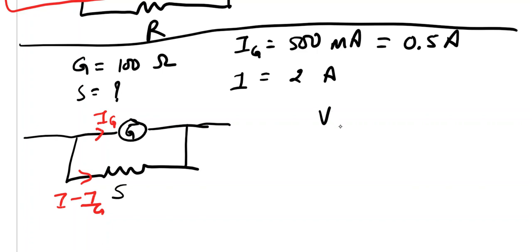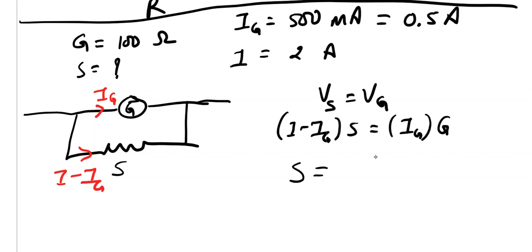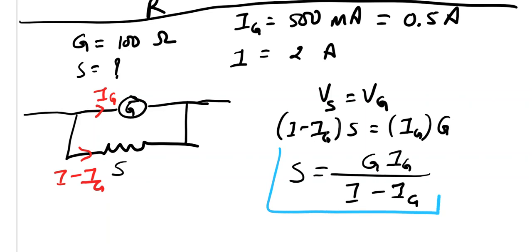Okay. So we know that these two are in parallel. So can I say that the voltage across the shunt is equal to the voltage across the galvanometer, right? And then (I minus Ig) into S is equal to Ig into G. Make S the subject of the formula. So S is equal to G Ig upon (I minus Ig). This is the expression of the shunt required to convert a galvanometer into an ammeter of range I.